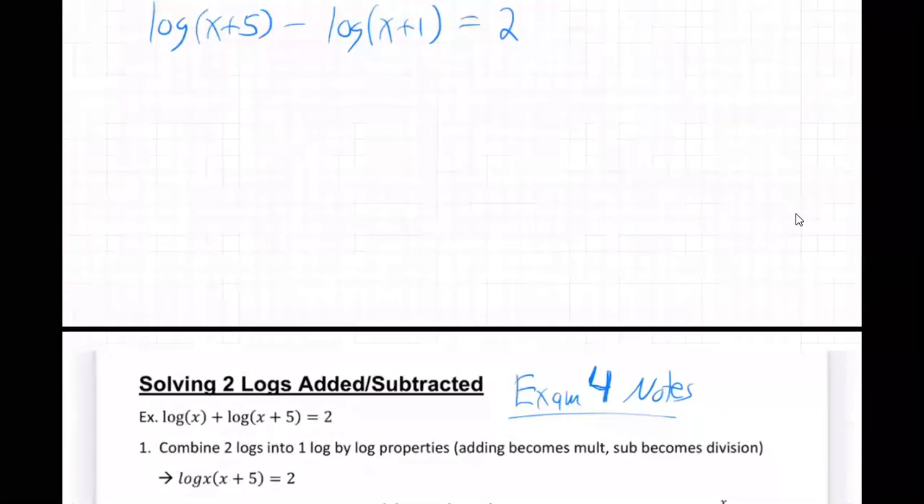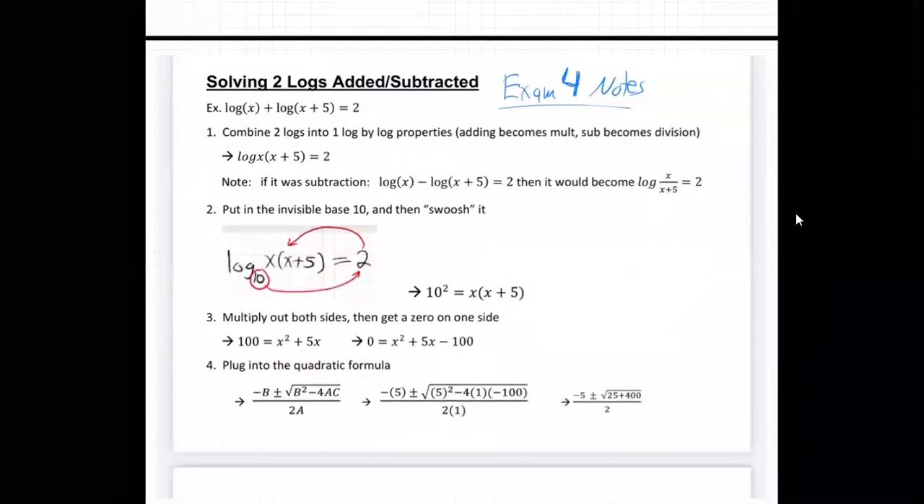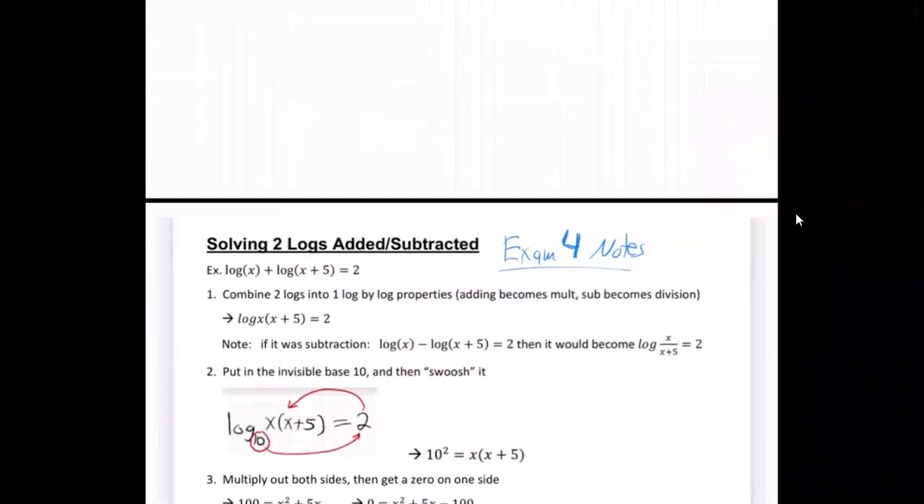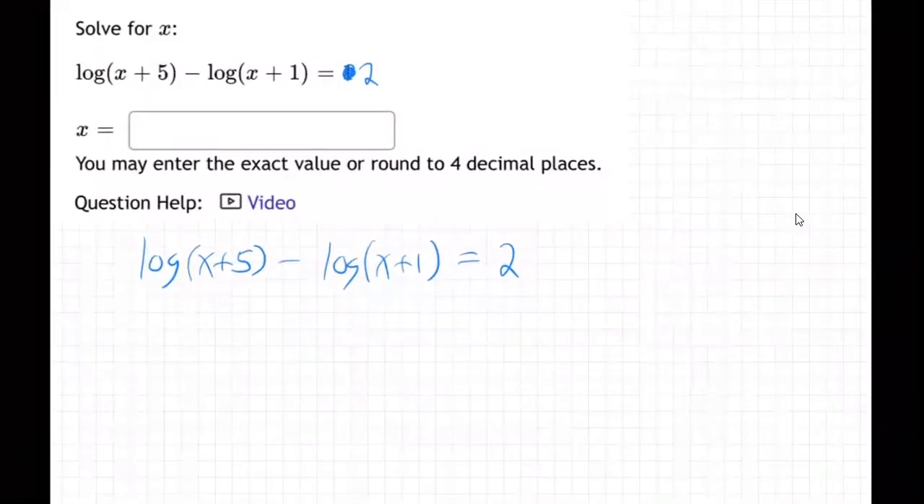Well, if you look down the notes, here's the exam 4 notes. Solving two logs added or subtracted, that's what we're talking about here. Step 1, combine the two logs into one log by the log properties, which means adding becomes multiplication, subtraction becomes division. So if it was subtraction, then it would become division. So that's what we got to do. That's step number 1.